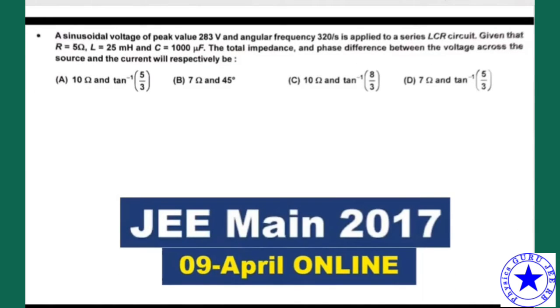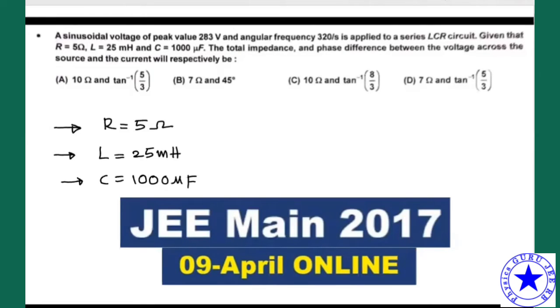A voltage of peak value 283 volts and angular frequency 320 per second is applied to a series LCR circuit. Let me write the given data first. R equals 55 ohms, inductance L equals 25 millihenry, and C equals 1000 microfarads.